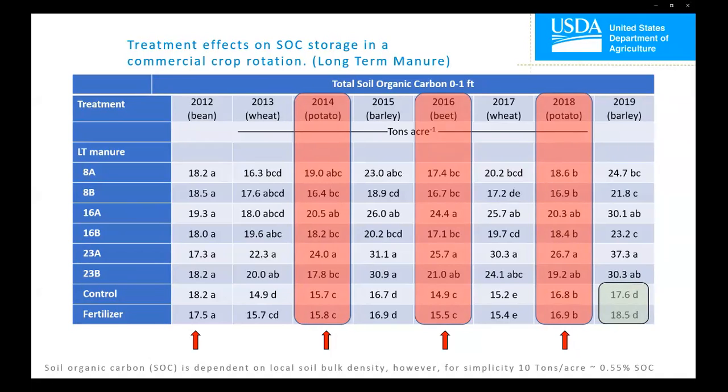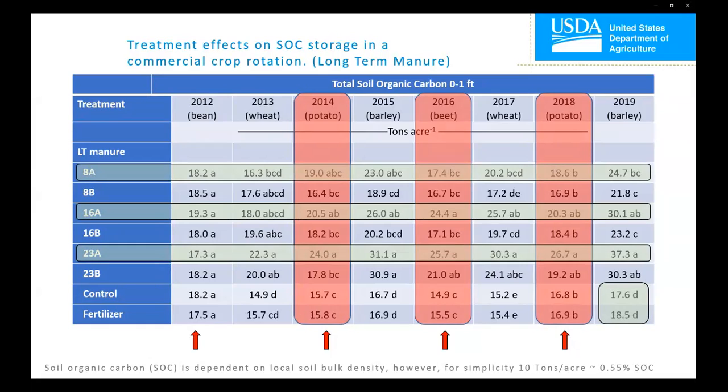By 2019, there was no significant difference between the synthetic fertilizer and the no treatment control. By 2019, in all cases, the annual applications resulted in numerically higher soil organic carbon levels than their biennial counterparts. Lastly, as one would expect, as the application rate increased, so did the average soil organic carbon content.